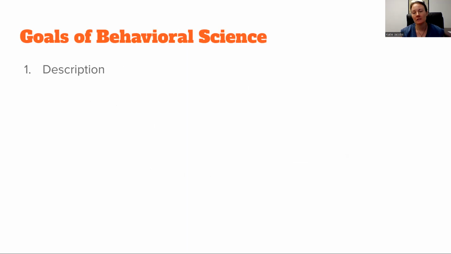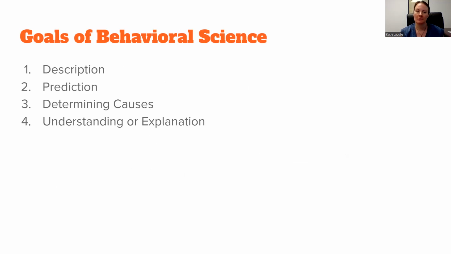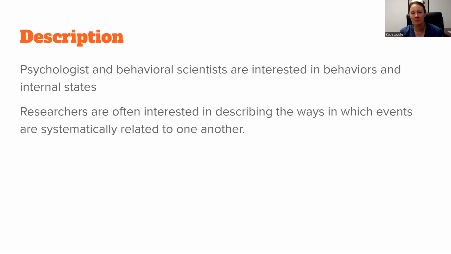Some goals of behavioral science include description, prediction, determining causes, and understanding your explanations. So let's talk about each of these a little bit more. So description: psychologists and behavioral scientists are interested in behaviors and internal states.